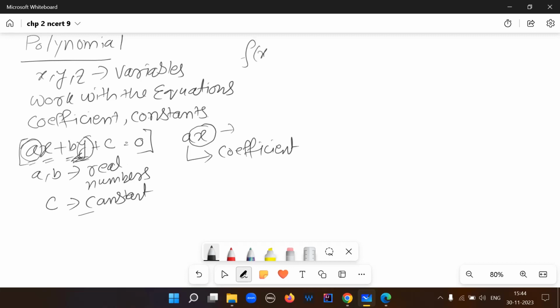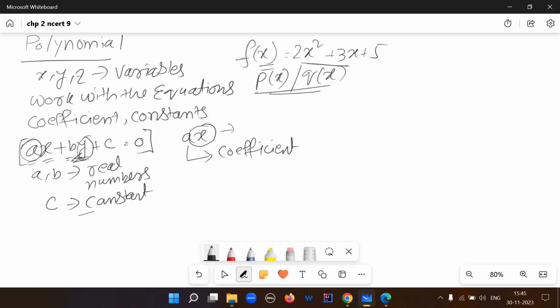Now, if I write any function like f(x) is 2x squared plus 3x plus 5, this is the equation, a function of x. If it is a function of y, then 2y squared plus 3y plus 5. It may be f(x), it may be p(x), it may be q(x). Any function of x, which is an unknown variable that represents this equation.